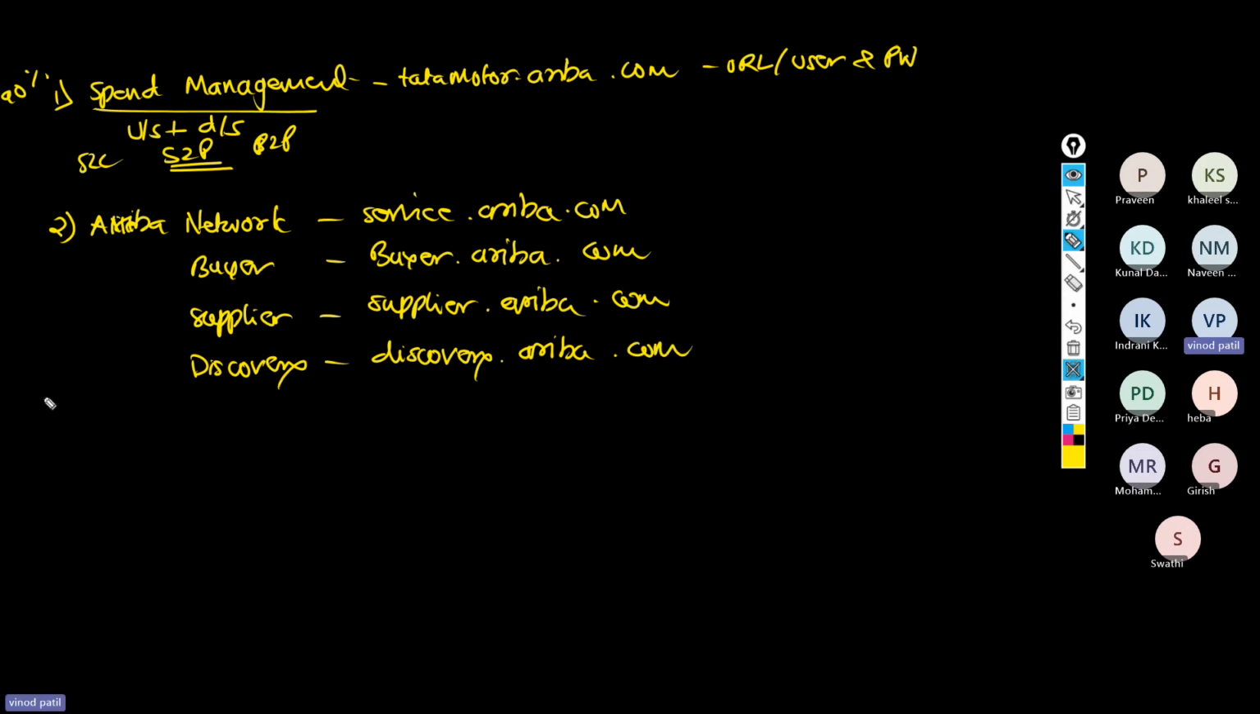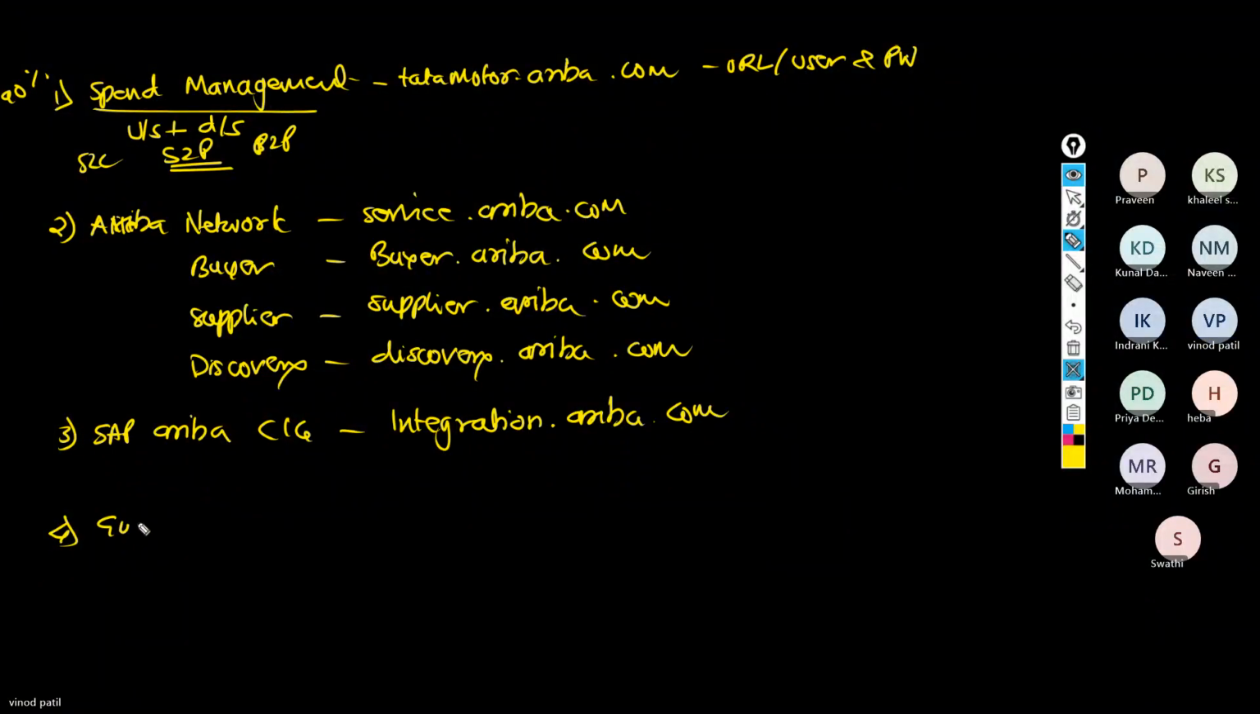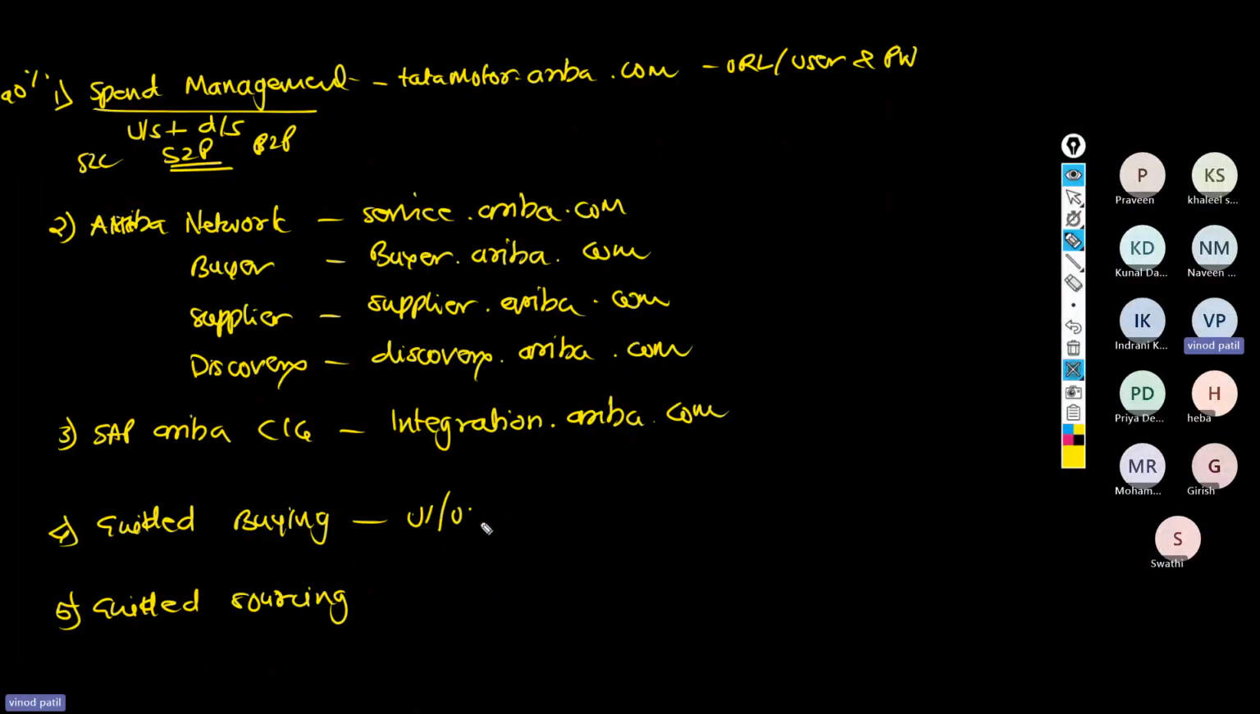Now if you want to integrate your ECC or ERP system, you will get SAP Ariba CIG. You can access integrations.ariba.com. Also you get guided buying, guided sourcing. This is a top layer, a new UI UX on your downstream. So it is SSO, single sign-on. This is again UI UX.